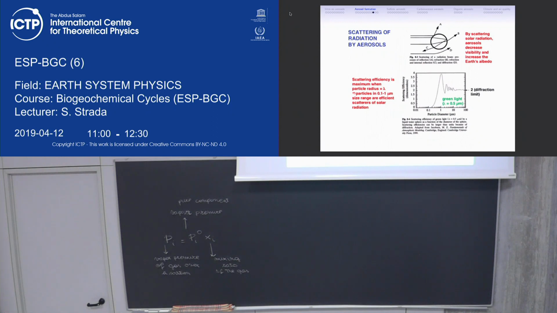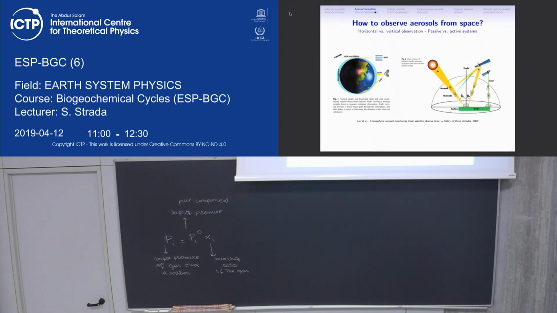Here, as already mentioned, is just to show you that the scattering efficiency is maximum when the particle radius is comparable to the wavelength of the incoming radiation. So particles in the fine fraction efficiently scatter the incoming solar radiation in the visible range, because the radiation can really interact with the element that is stopping its pathway. And for example, the fact of the scattering is then used to observe aerosols.